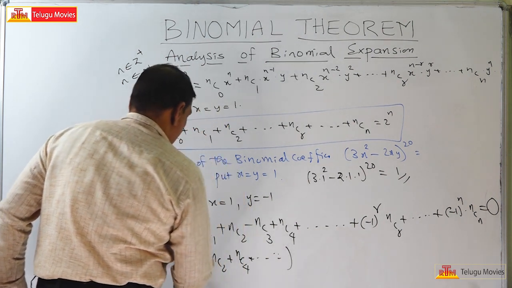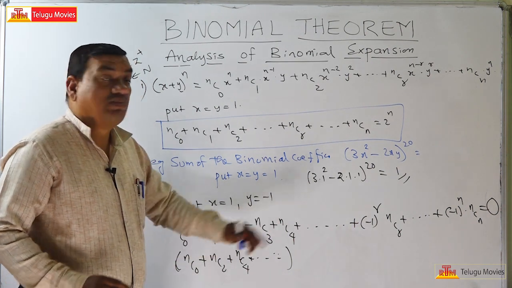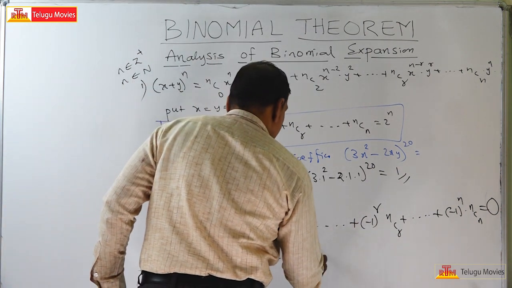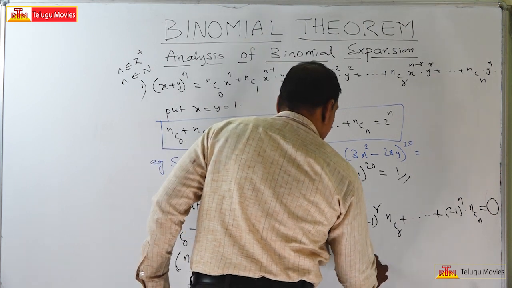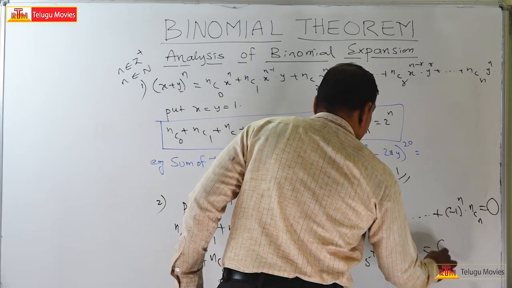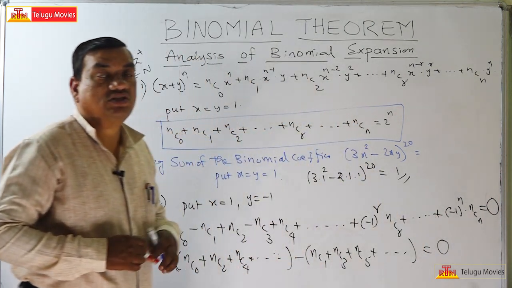Last term we don't know. Minus, minus, minus. Take minus common outside. So minus of nC1 plus nC3 plus nC5 plus so on. This is equal to 0.